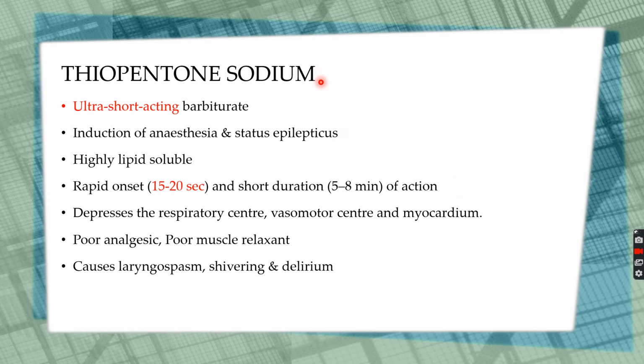Now the problem with thiopentone sodium is it can depress the respiratory center, the vasomotor center, and in higher doses it can depress the myocardium as well, reducing the heart rate and the blood pressure. Moreover, thiopentone sodium is a poor analgesic and a poor muscle relaxant. So although it induces anesthesia very fast, the other properties of a general anesthetic, that is analgesia and muscle relaxation, are not done very well with this drug.